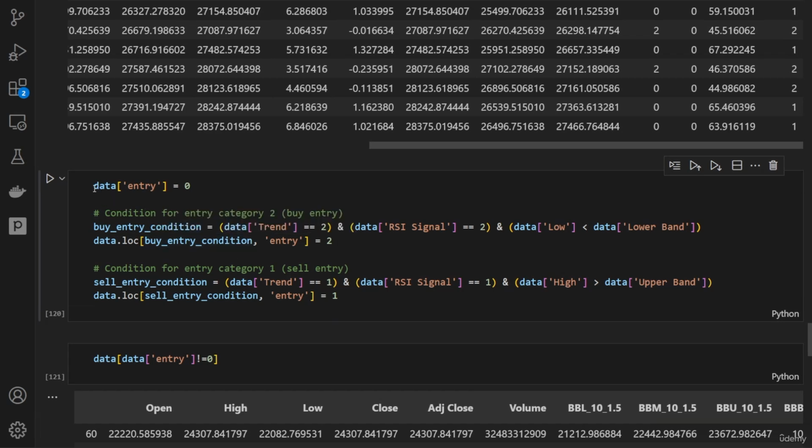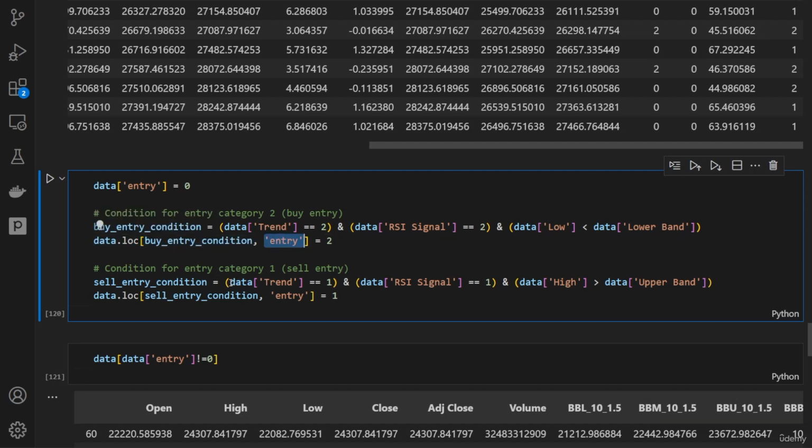Let's check it out. So I'm defining a new column called entry. This is the entry signal, which is equal to 0 in the data frame so far. And then I'm defining the buying entry conditions, and these are the following. We need to have an upper trend. We also need an RSI signal that also shows a bullish configuration. We need to have the low price of the current candle below the lower Bollinger Band. If we have these three conditions together, we consider we have a bullish pattern or a bullish reaction. We're forecasting a future bullish reaction of the price, and in which case we are storing this as category 2 as a signal in the entry column.